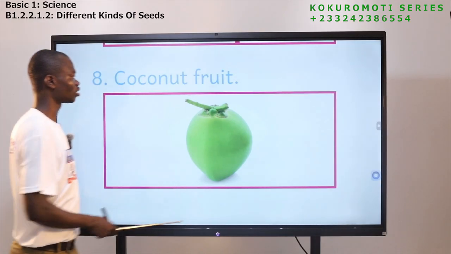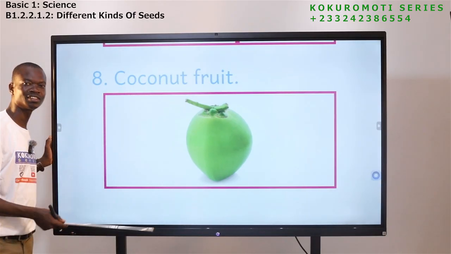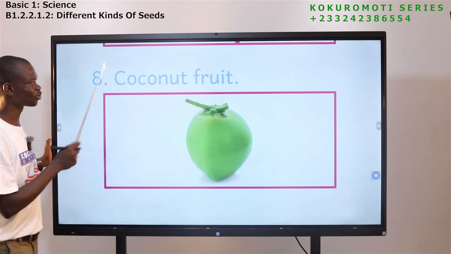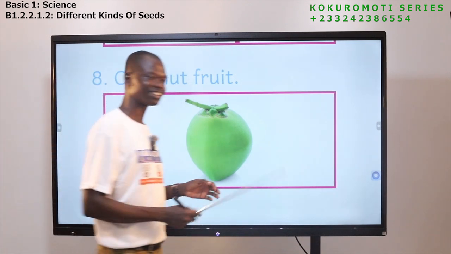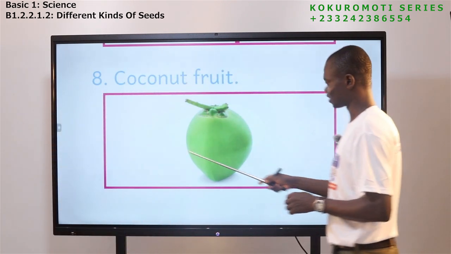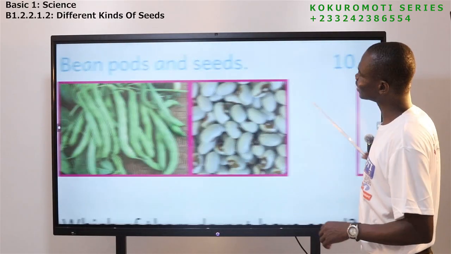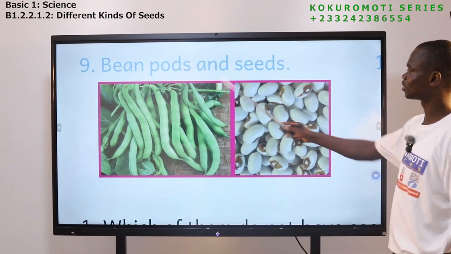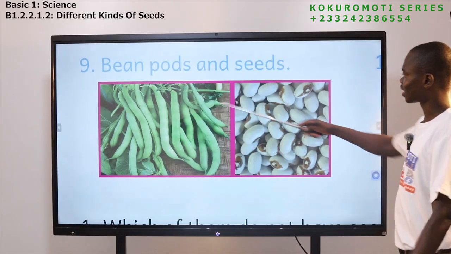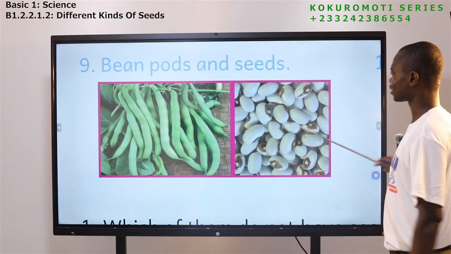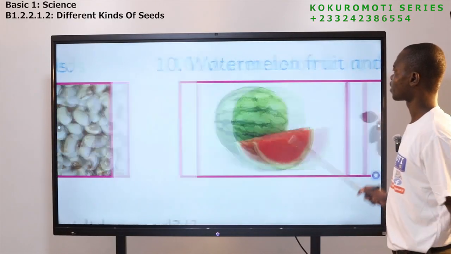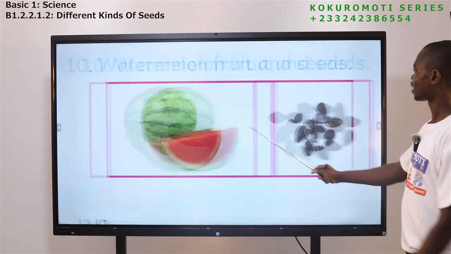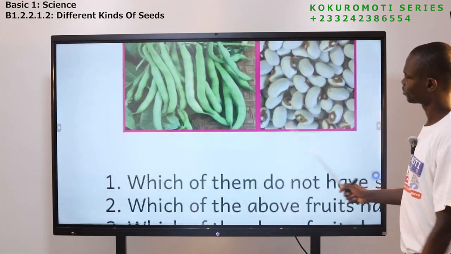Coconut. Coconut too, does it have seed? I'm asking. We shall see. Now let's come to this side. Bean pods and what? Seeds. So this is bean, and then these are the bean pods, and then these are the seeds. Okay. This is watermelon, and these are the seeds.